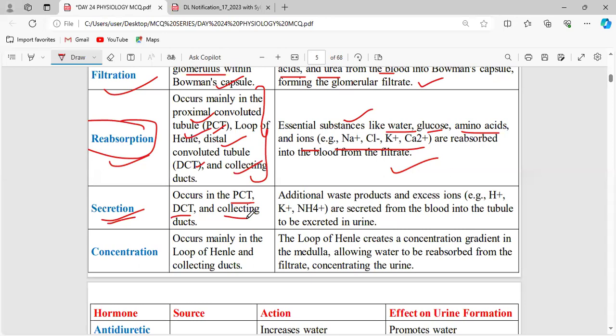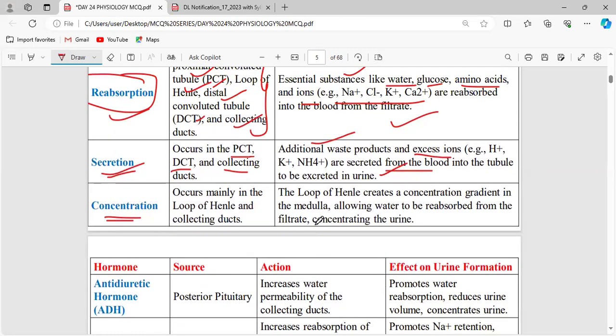They are also secreting something. Okay. Now, what are they actually secreting? They are secreting additional waste products, and excess ions are secreted from the blood into the tubule to be excreted in the urine.